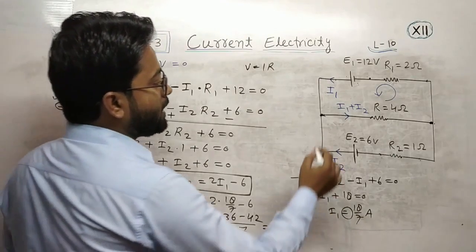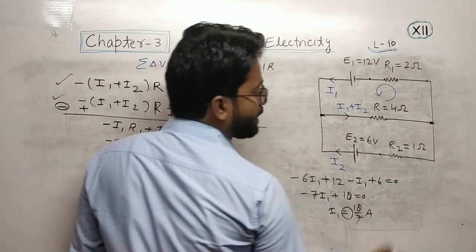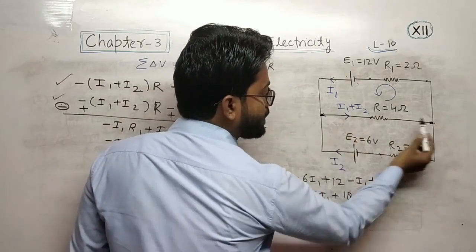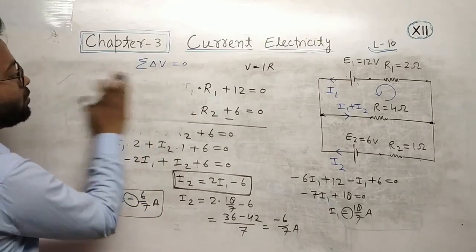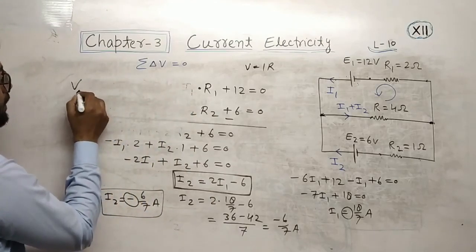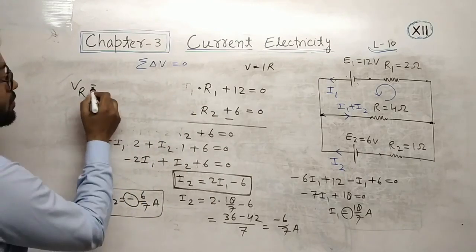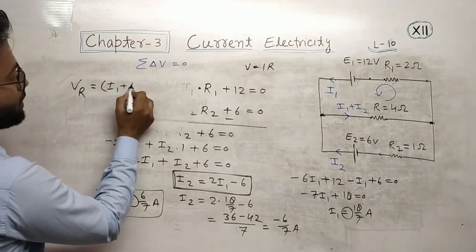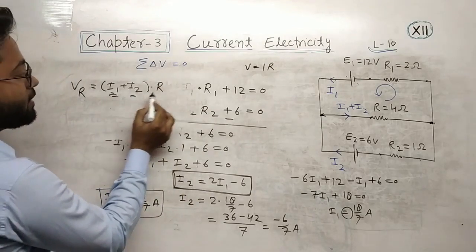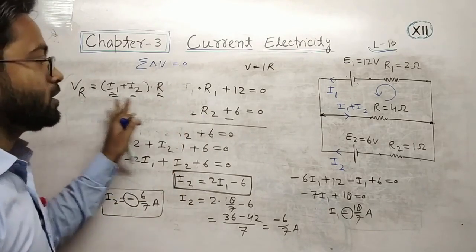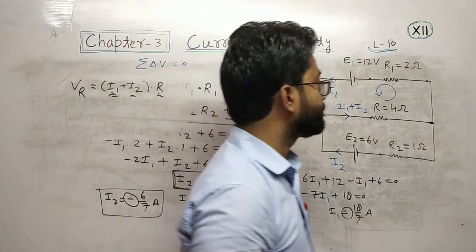If you need to calculate the potential difference across this R, the potential difference across R will be equal to the net current, that is I1 plus I2, times R. Put the values of I1, I2 and R, and you will get the potential difference across R.